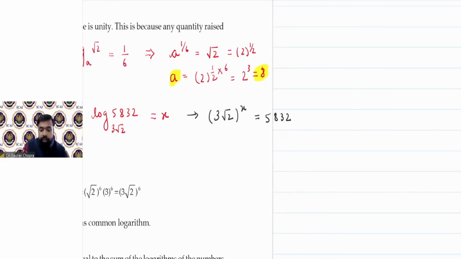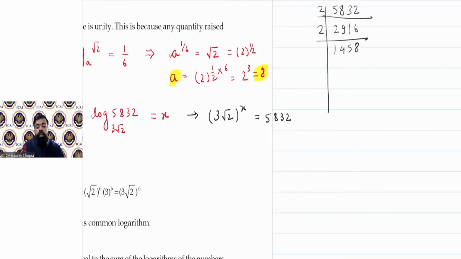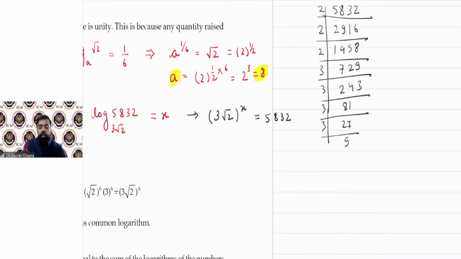So let us factorize 5832. Let's do some of the factors. 5832, we can divide it with the help of 2. You will be getting 2916. Again divide by 2, 1458. Again with 2, 729. Now we can apply with 3. It is how much? 243. Again with 3, 81. Then with 3, 27, 9, 3, and then finally 1. So these are the factors basically.